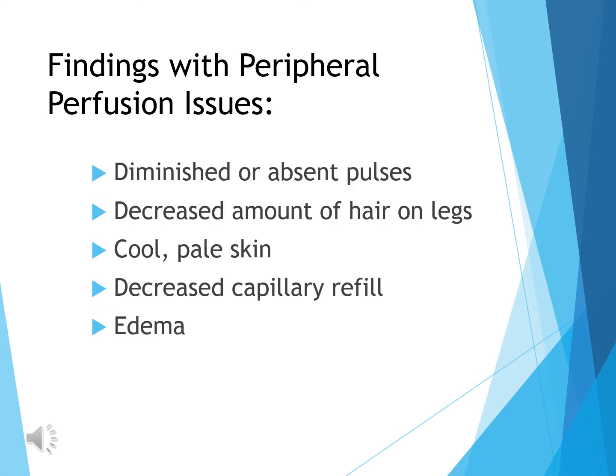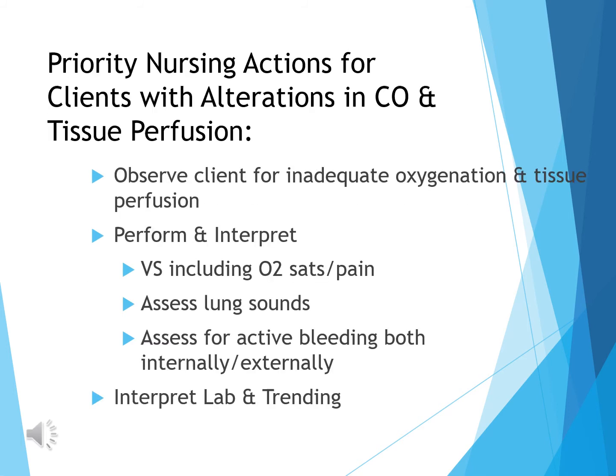Findings associated with our peripheral perfusion issues would include diminished or absent pulses, decreased amount of hair on the legs, cool, pale skin, decreased capillary refill, and edema. And sometimes you may even notice a discoloration of the peripheral skin tone. So one of the important things for a nurse is to have priority nursing actions ready for any client that has alterations in cardiac output and tissue perfusion, because we want to make sure that we are preventing life-threatening problems.